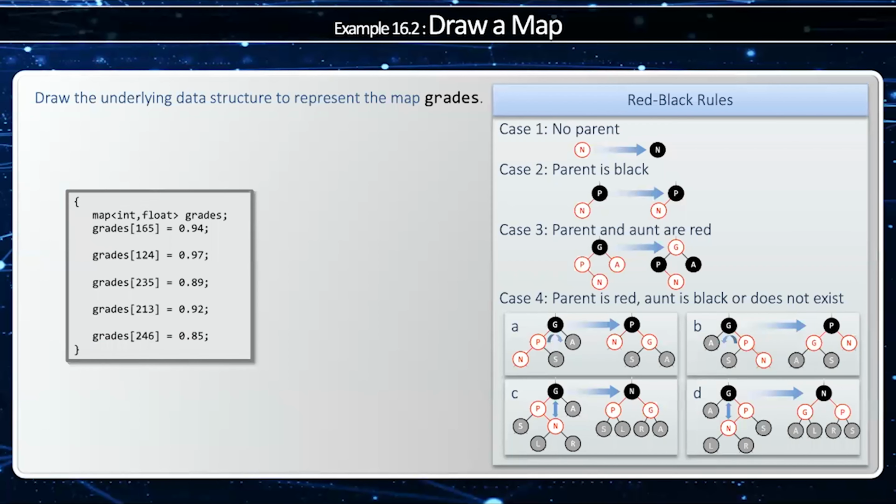structure. We'll start with an initially empty map of grades, where a grade has an integer corresponding to the course number and a float corresponding to the student's grade. As a reminder, let's take a look at those red-black rules.